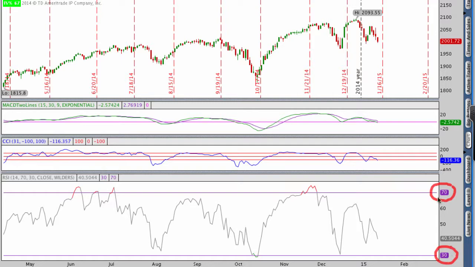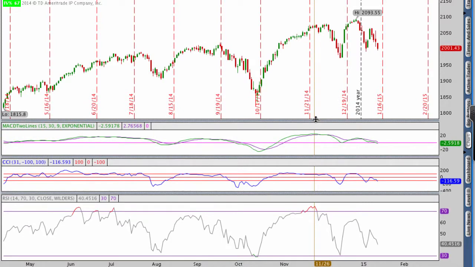So you can see here that the overbought range is about 70 reading on RSI and the oversold range is about 30. Everything in between is relatively useless because you are really looking for those extreme points at which stocks become overbought or oversold.